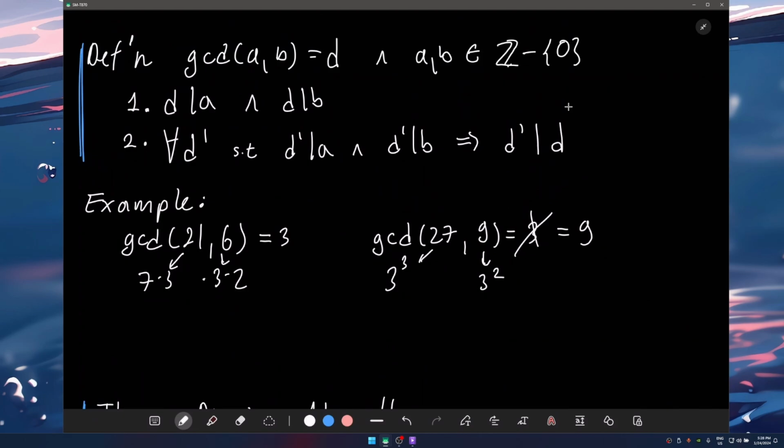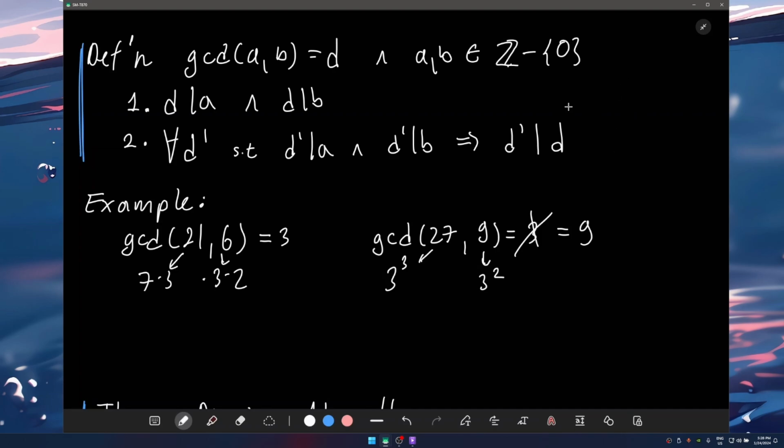Well, a GCD is a greatest common divisor. So it's a divisor which divides A and B, so it's a common divisor, and it's the greatest one. So if there exists another divisor, D prime, which divides A and B, then that divisor should also divide D, because D is the greatest common divisor, right? And that's the definition of greatest common divisor.